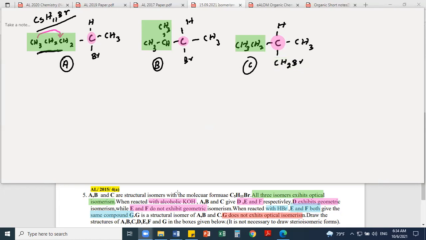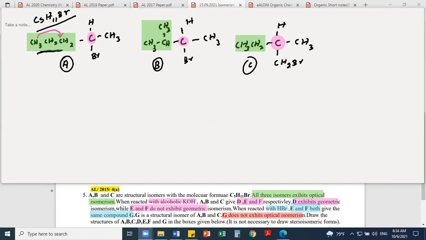Tamasha asks, sir, can you explain it again? So these are the 3 optical isomers A, B, C. Is that clear, everyone? Right. Then next one. Now these three are reacted with whom?